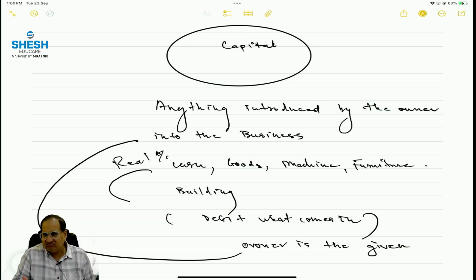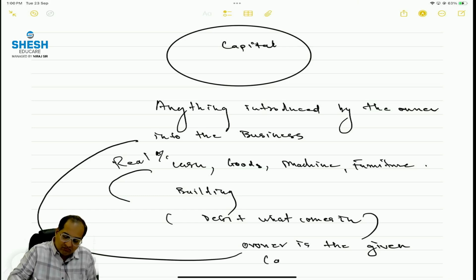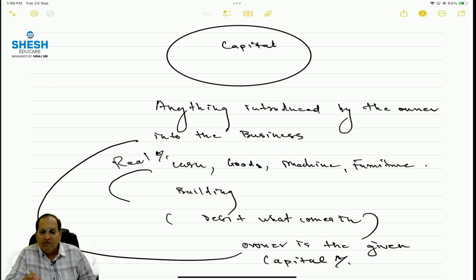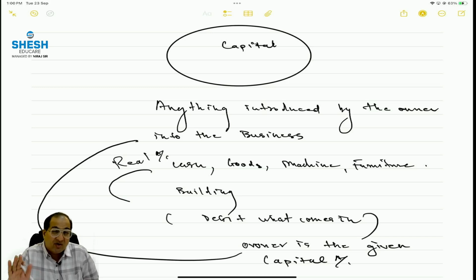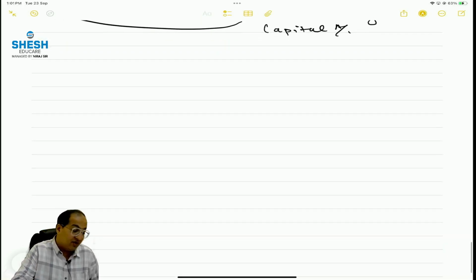And owner is the person, so we should write to owner's account. But that's not what we write. We don't write in our business records to owner's account, but that's what we represent by the account called capital account. So the full exercise, except one last transaction, is every time the owner is the giver. So owner's account credit, capital account credit. And debit what comes in. Understood or not understood? Understood.